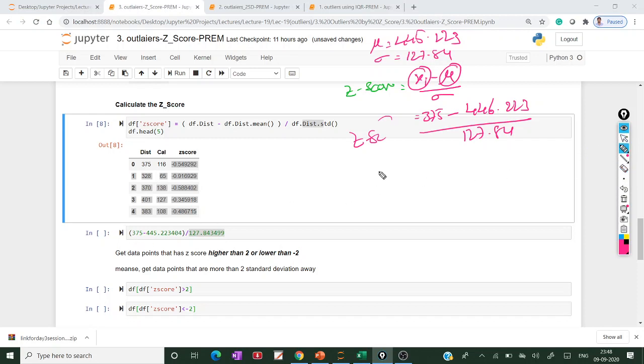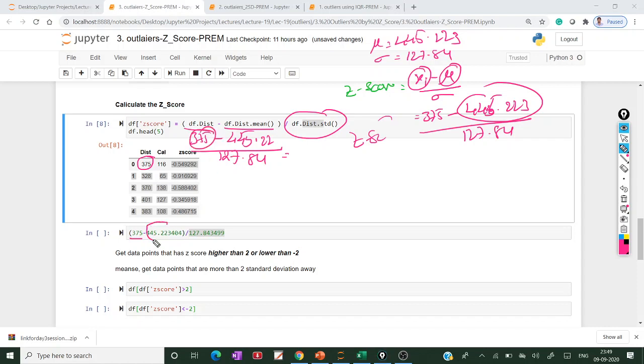If you see here, according to the formula, this value is 375. 375 minus the mean value, which is 445.22 something, divided by the standard deviation, 127.84. So you got the value. That's why you are substituting here manually: 375 minus the mean value, divided by the standard deviation.